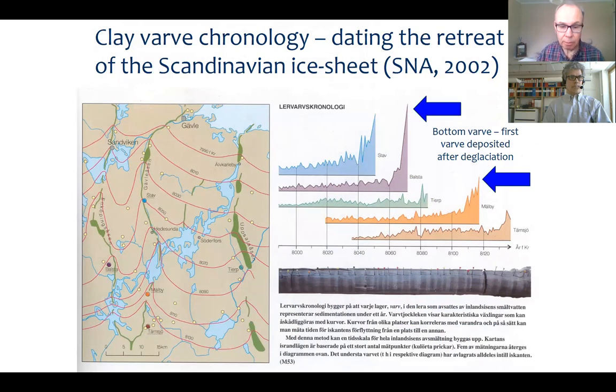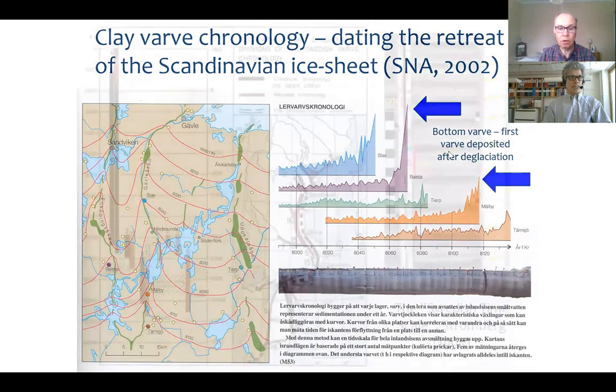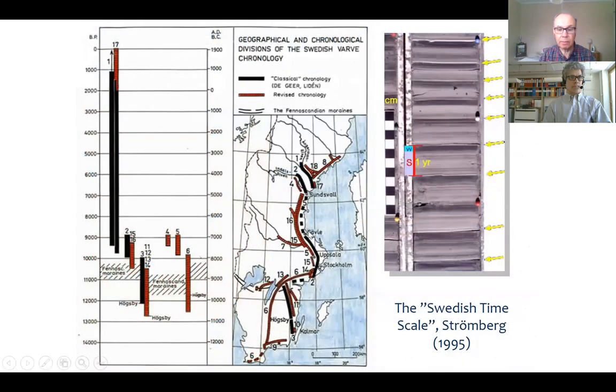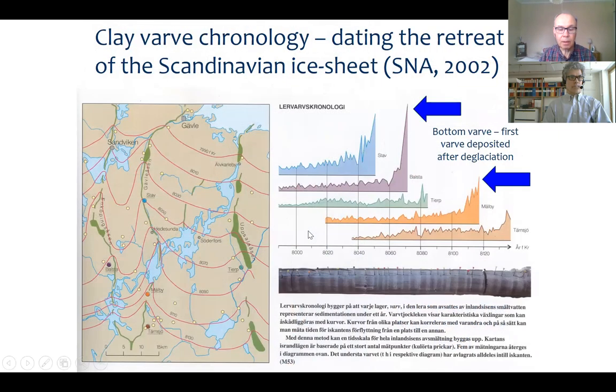So just an example here from what you can do with the clay varve chronology. This is from the Swedish National Atlas, published some 20 years ago. This is from the area north of Stockholm in Gävle. It's actually there, the previous map.